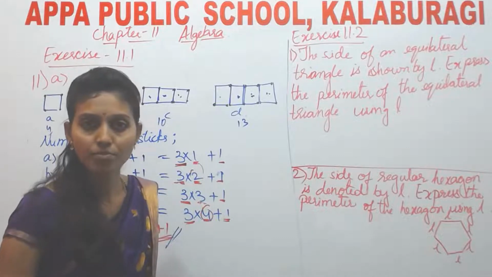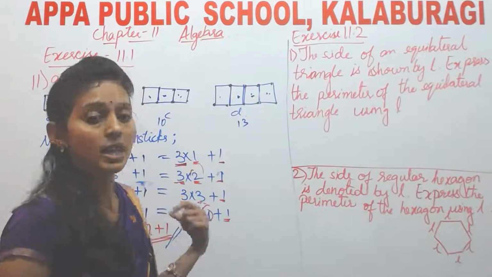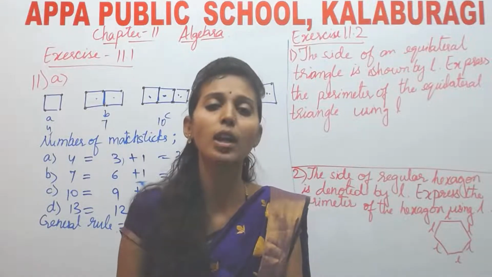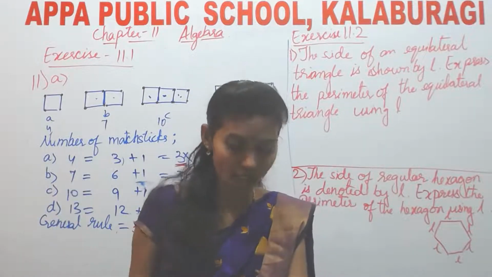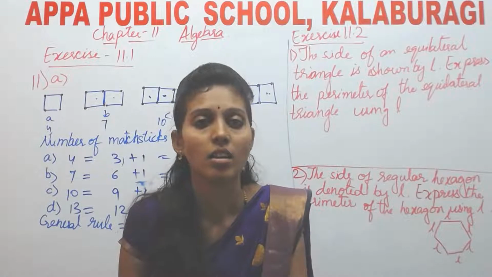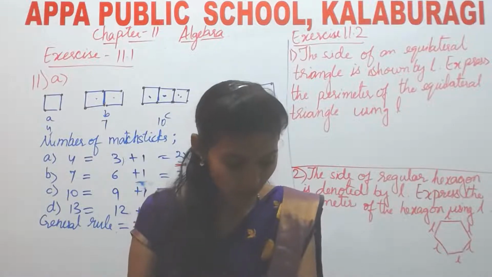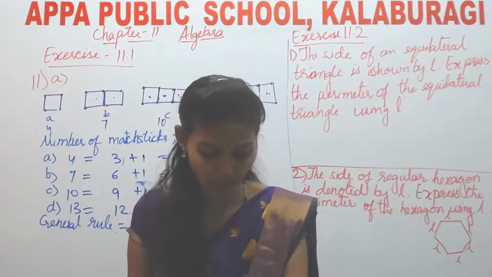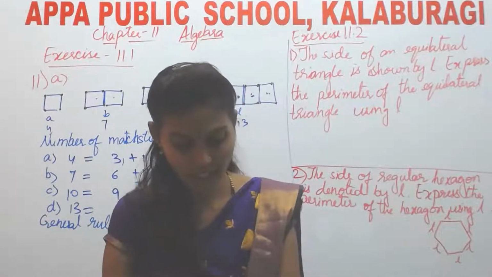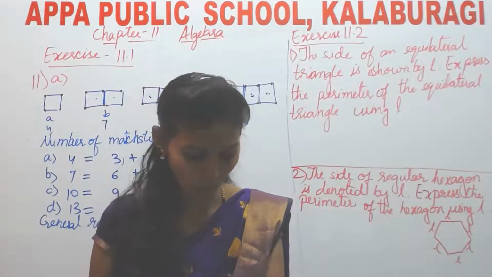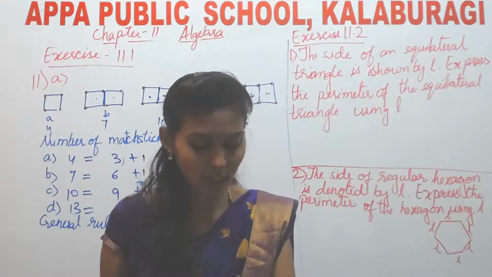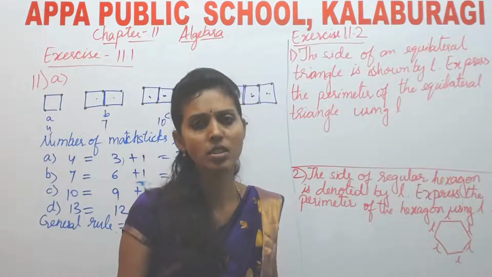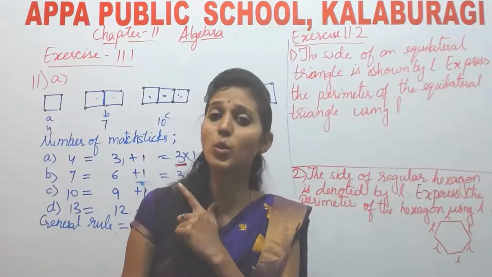Did you get it? Understood? In the same way, the next one also. B is the same way. Instead of squares, it is triangles. Let's see. Figure 11.7 gives a matchstick pattern of triangles as in exercise 11.11a above. Find the general rule that gives the number of matchsticks in terms of the number of triangles. Just like this only, instead of squares.